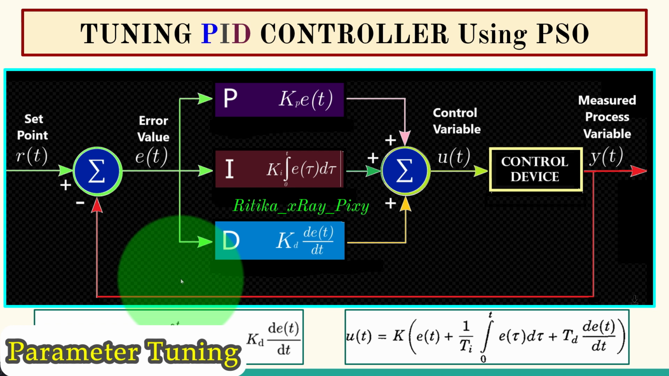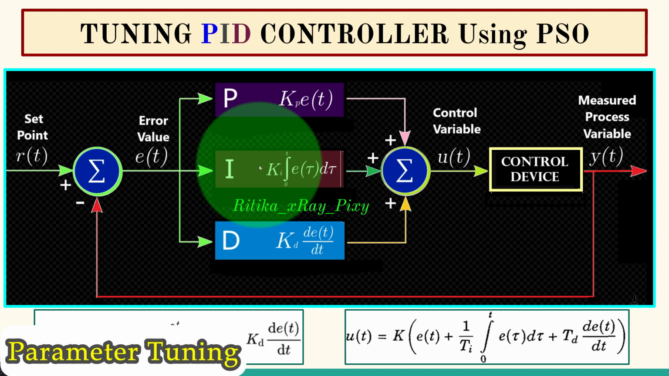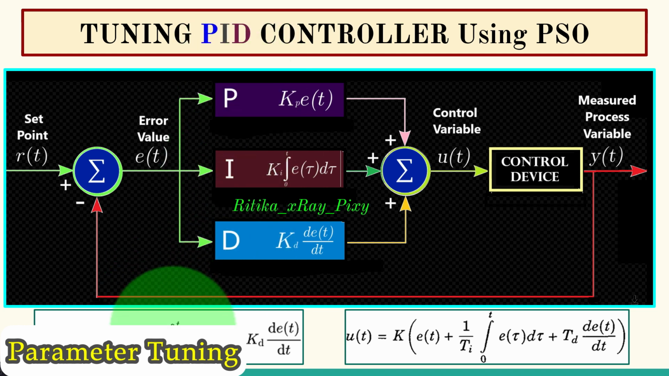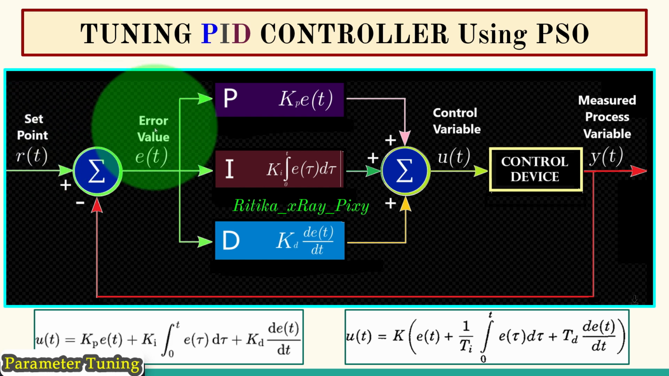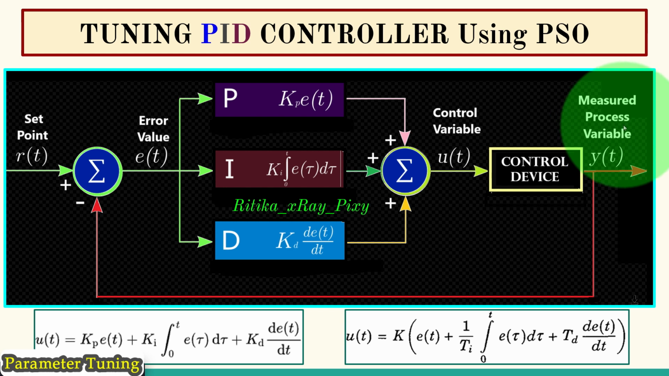In this diagram, you can see we have three main components: PID, proportional, integral and derivative. PID is simply an equation that the controller uses to evaluate the controlled variable. Here you can see the set point, then we have the error value, the control variable, then we have the measured process variable.